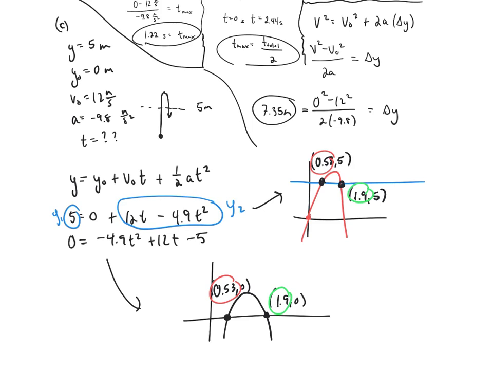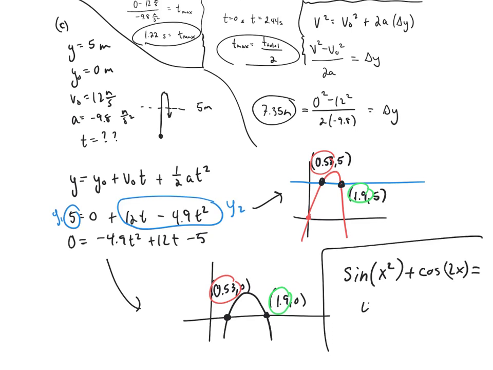So for a really complicated problem like this, what if I had this? Sine of x squared plus cosine 2x equals 4.5x plus e to the 2x plus 1. Here's my equation in the bottom right. You're going to want to solve this by hand? I'm not going to want to solve this by hand. Okay? No one's going to want to solve this by hand.